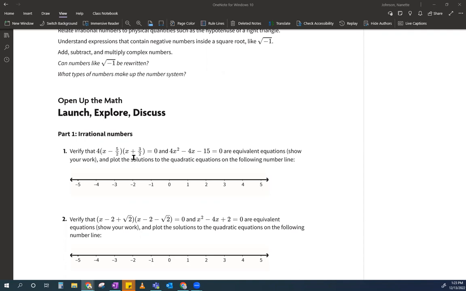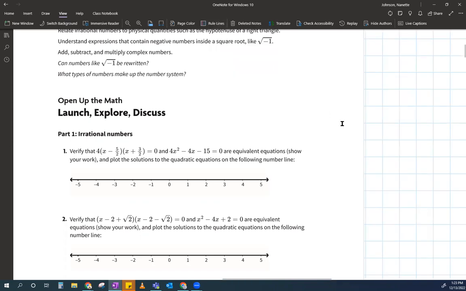Does that make sense? Let me put some lines up here so that Ms. Johnson can write straight. All right, so it says 4 parentheses x minus 5 halves, close, open, x plus 3 halves equals 0. If this is the equation, what would be my next line in order to solve for x? What would be the next thing I would do to solve for x?